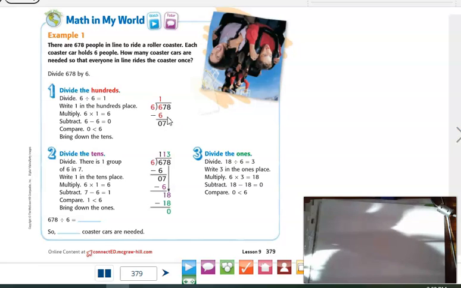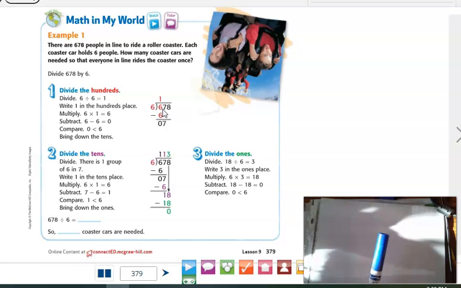The method they're showing us is the standard algorithm. This is the most common and familiar way to do long division. We're going to start by making simpler problems, like covering up 78 and looking at just one part of it. So we've got 6 into 6.